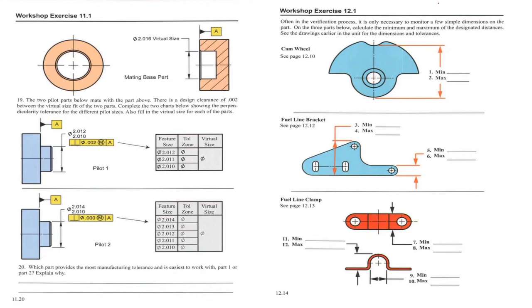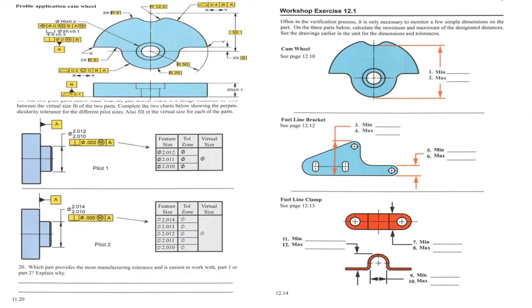Hello, here we have another workshop exercise of the GD&T playbook, and in this exercise we have to find the maximum and the minimum distance of the cam wheel, and the drawing is here. To get the distance from here to here, first we will find the distance from here to here, and for this we subtract 12.5 from 55, and we get 42.5.